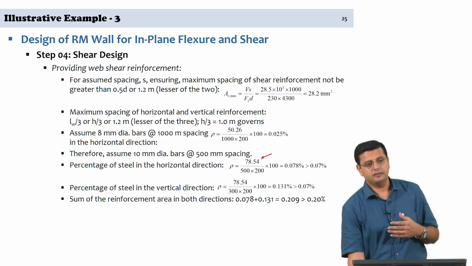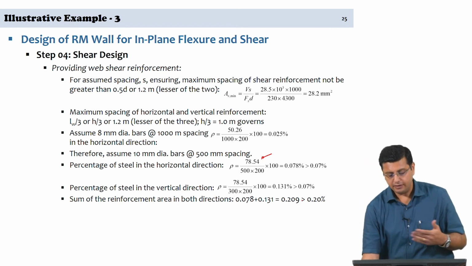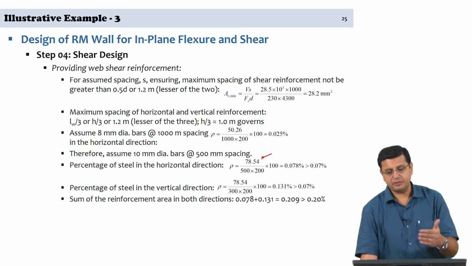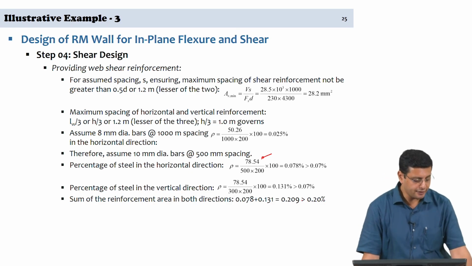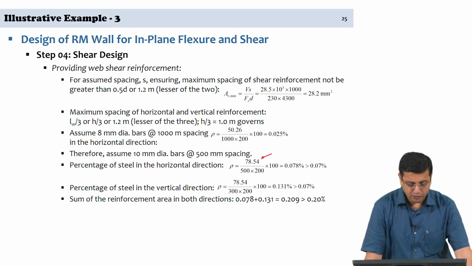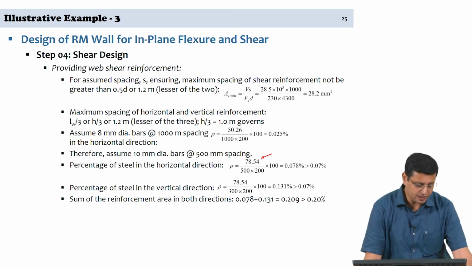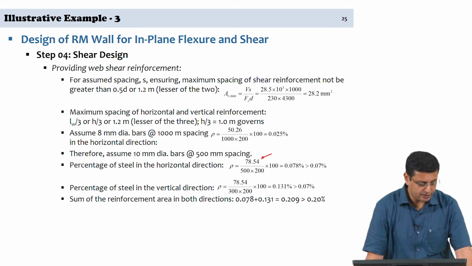design aspect. This wall could actually be left as is without providing web shear reinforcement, but if you were to provide web shear reinforcement, these are the checks that need to be carried out to ensure that minimum steel for a certain type A, B or C is taken care of.